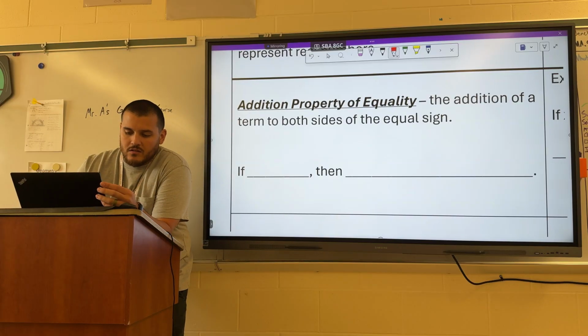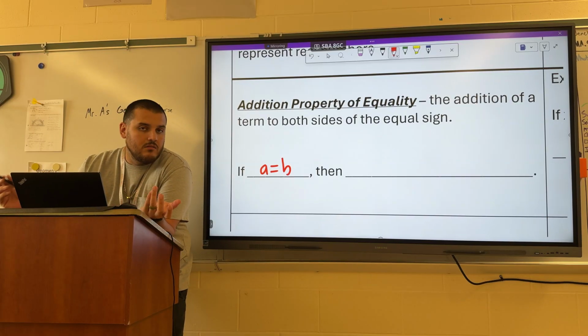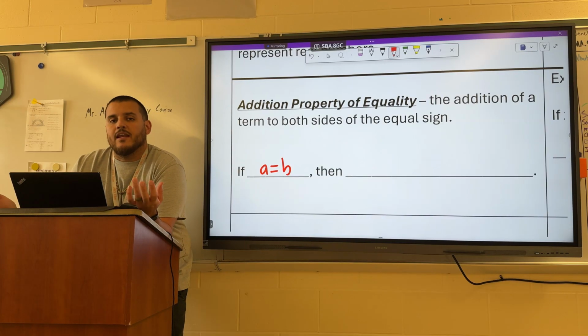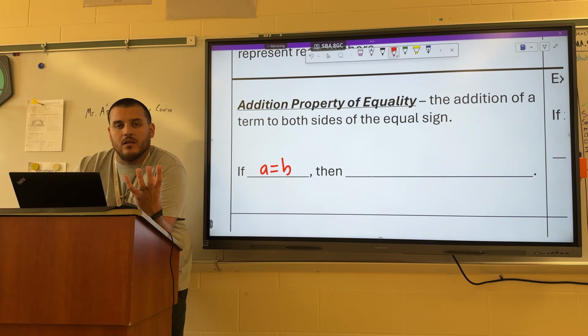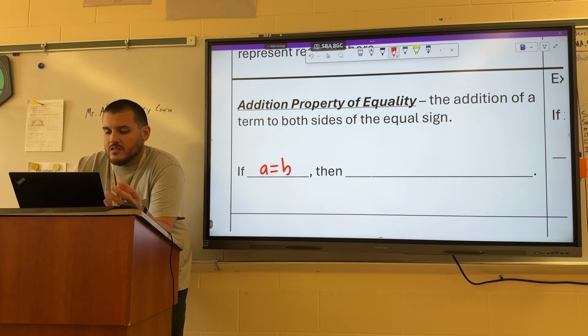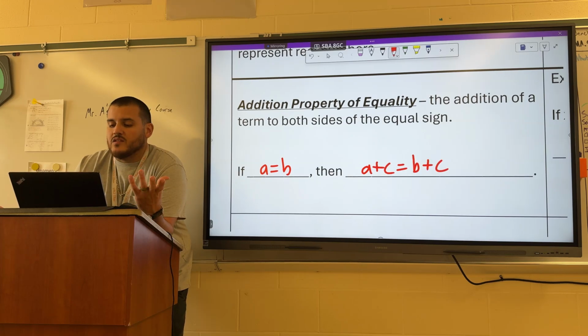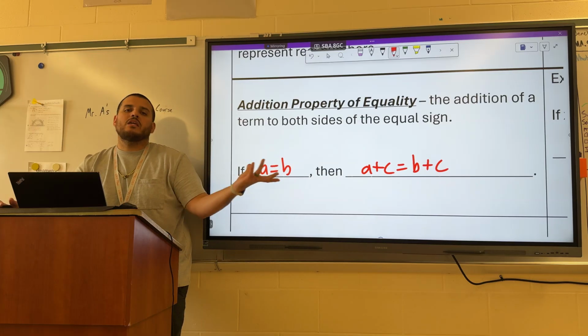So if I know that A equals B, A and B are the same value, then if I add the same number to both sides of the equal sign, I will get an equal result on either side. So if I add C to A, but I also add C to B, this will still be a true equation. They'll still both be equal to each other.